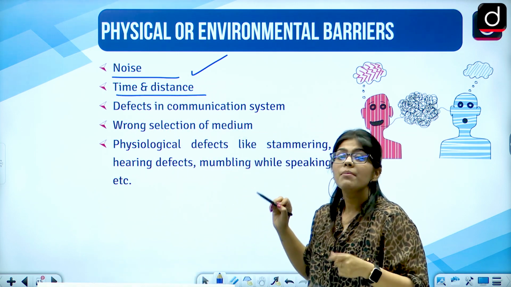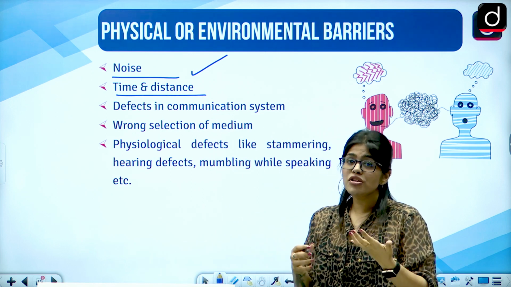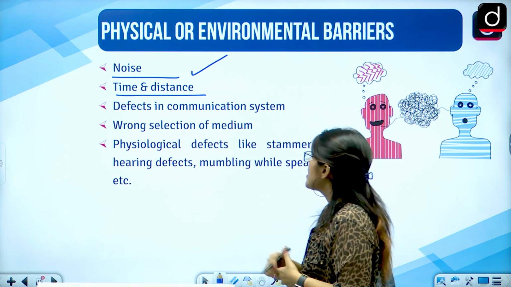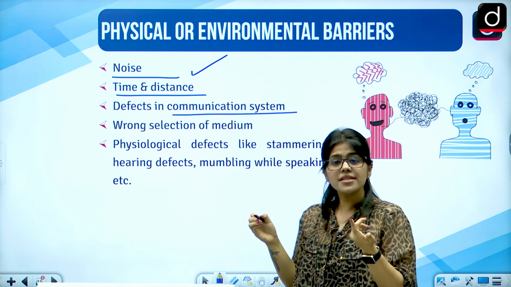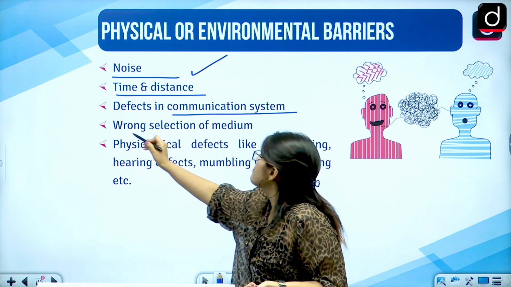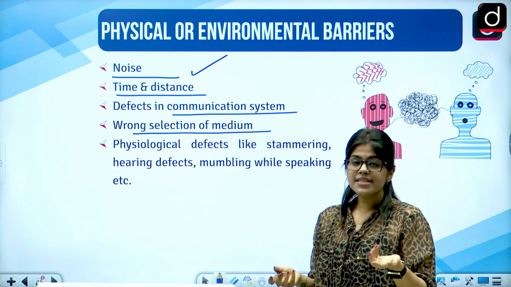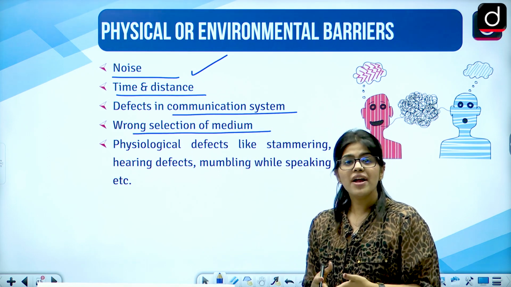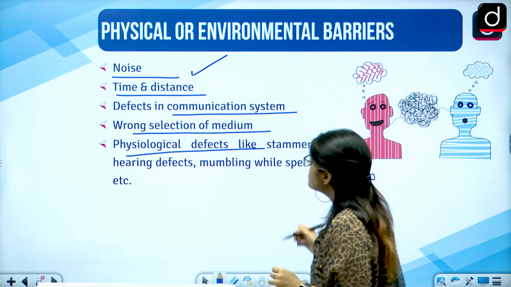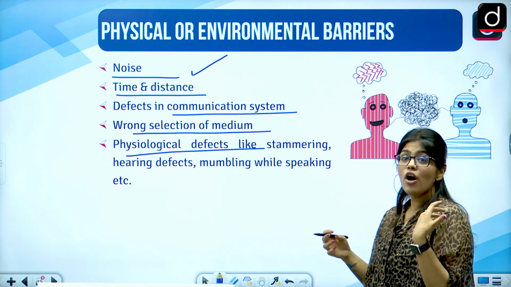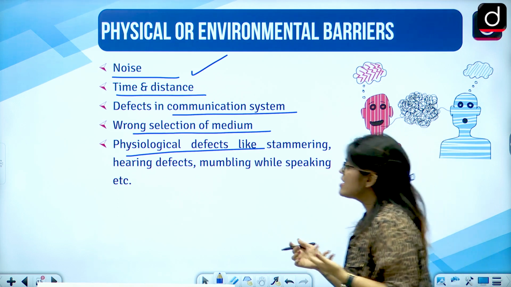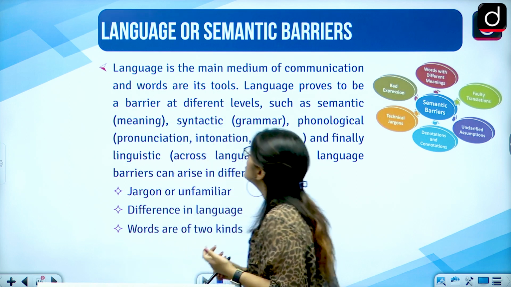Time and distance. Maybe I'm talking to my friend and I know that he or she is living in Australia. It becomes very difficult because the time zone also changes. Then there are defects in the communication system. Maybe your Wi-Fi is not working and you need to communicate with someone. Then there can be wrong selection of medium, the example I was giving you in the beginning. I'm talking to my friend for a cup of coffee and I am emailing him, right? Then there are the psychosocial defects, like murmuring or stammering, or defects in hearing, which are also seen in the physical barriers.